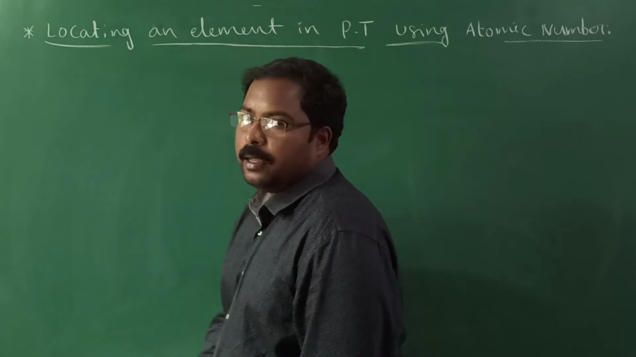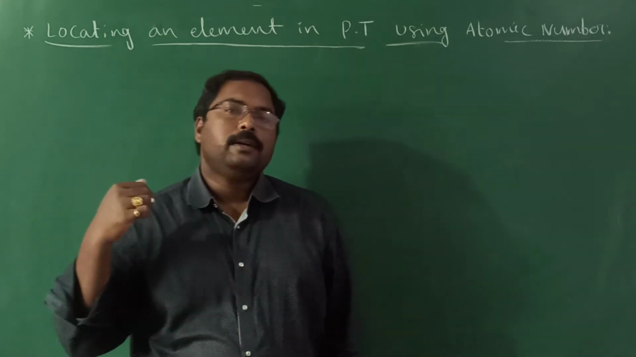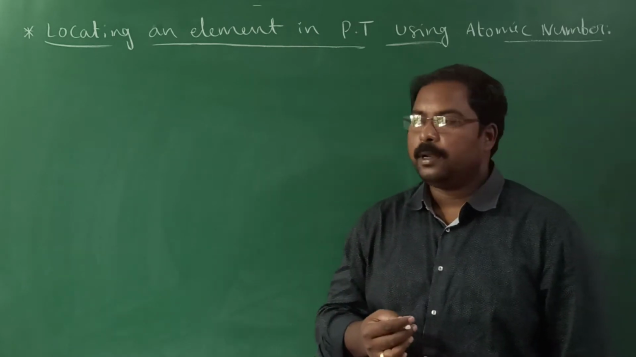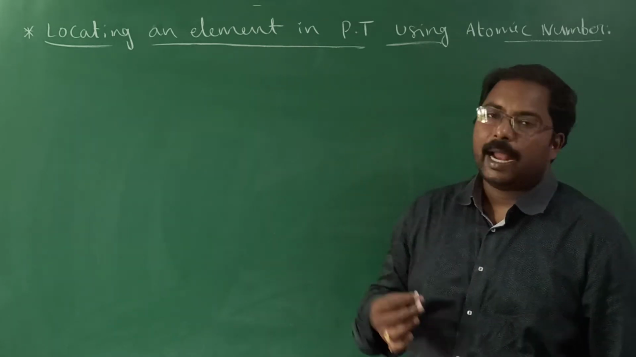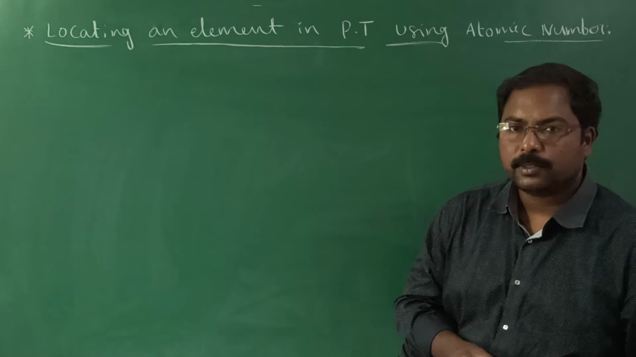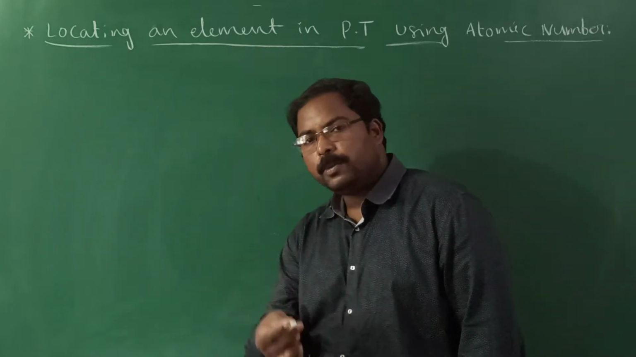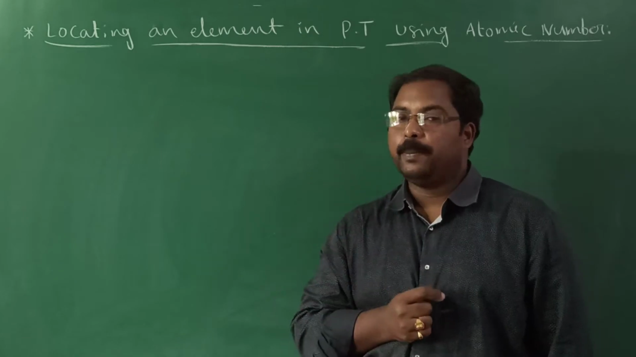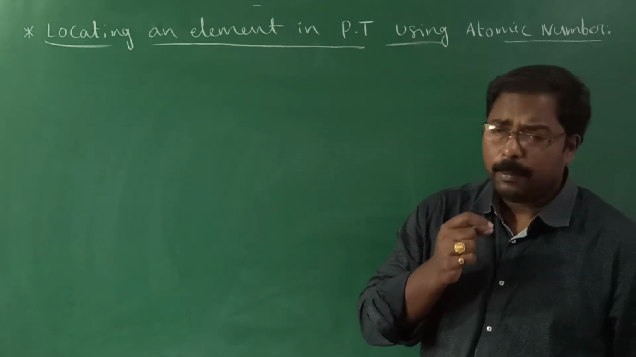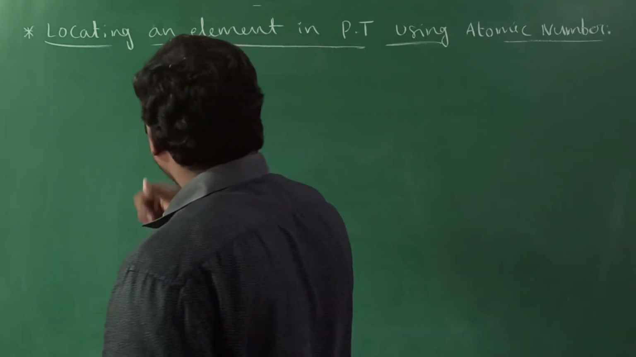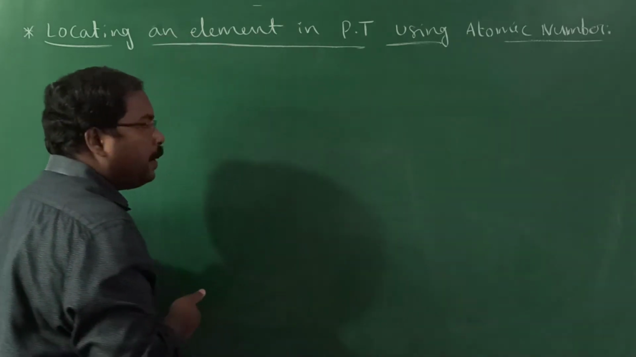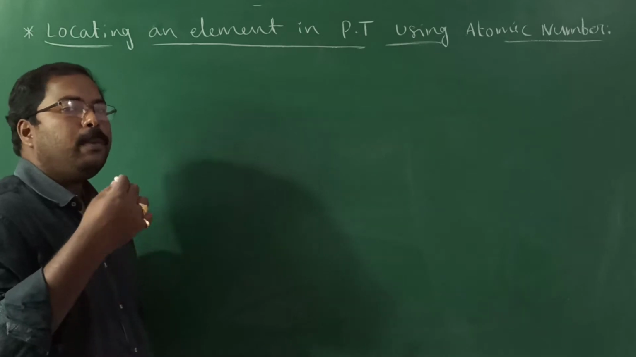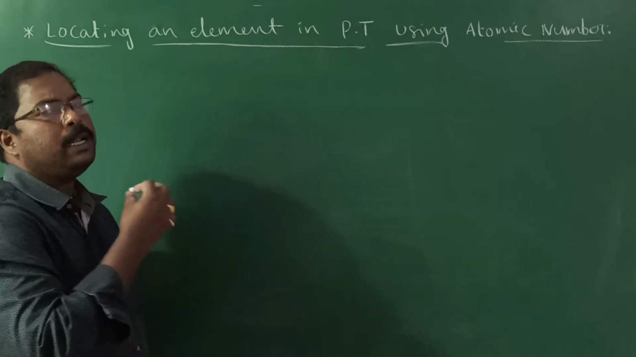In today's class we are going to discuss locating an element in the periodic table based on its atomic number. If they give the atomic number, you should be in a position to find to which group, and even to which period, it belongs. Before discussing how to identify that element in the periodic table, we need to remember the atomic numbers of the noble gases at least.